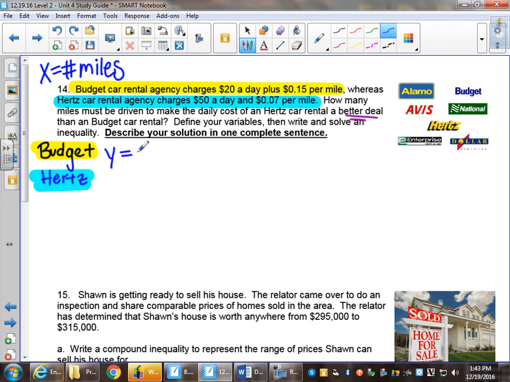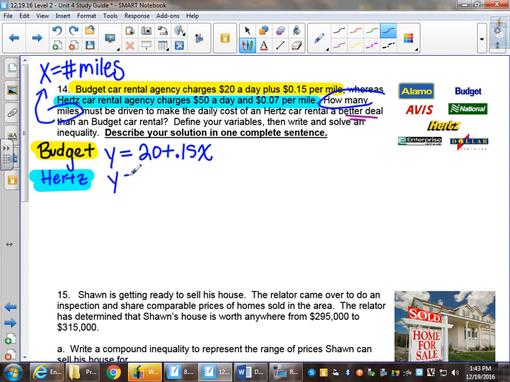So y equals $20 per day, flat for the day, plus 0.15x, 15 cents per mile. The other way to know that x is miles, because sometimes people say, well, this is per day and this is per mile, how do I know? Valid question. When in doubt, actually look at the question you're asked. It says, how many miles? So from that alone, I know x is miles.